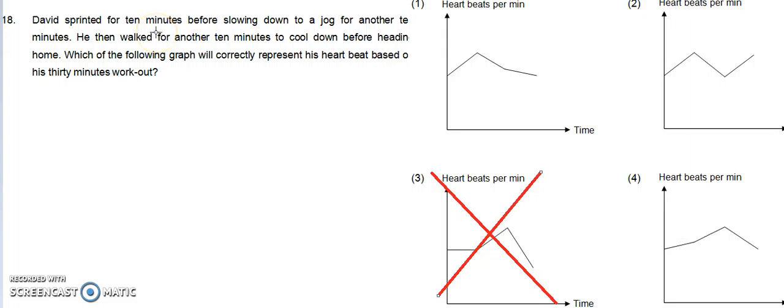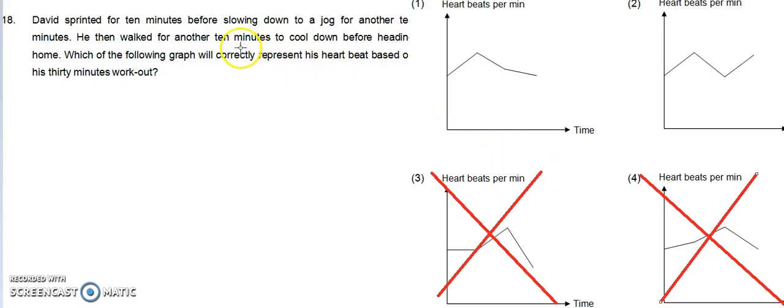For the second part, he then slowed down to a jog. Once he slows down, his heart rate should be going downwards. So option 1 is possible, it's going down. Option 2 is also possible, it's going down. Option 3 is going up. Option 4 is going up. So option 4 is not the correct option.